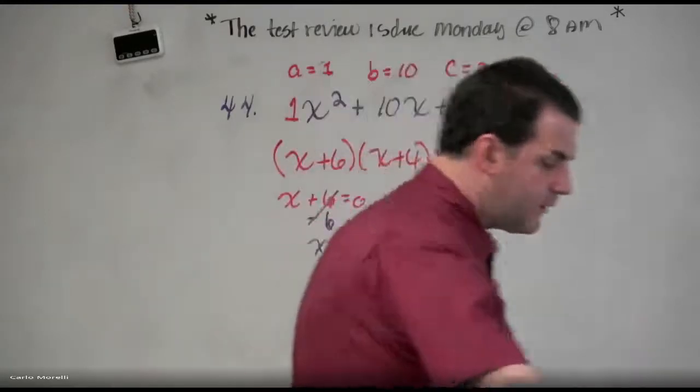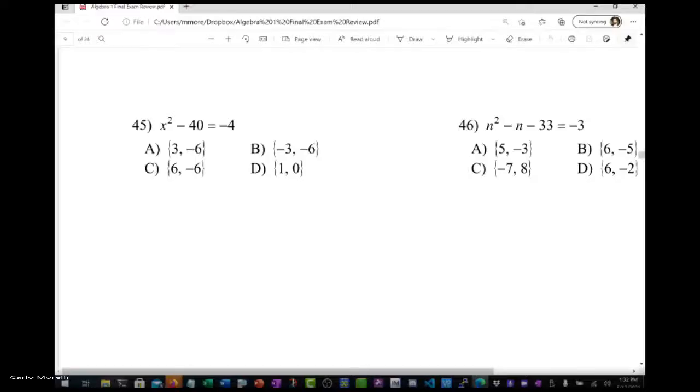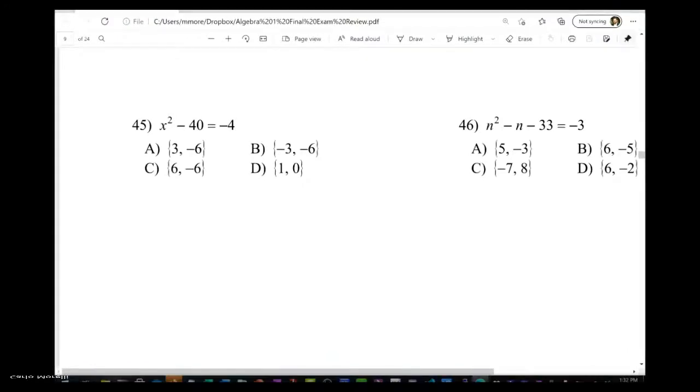And just like that, we're on number 45. x squared minus 40 equals negative 4.